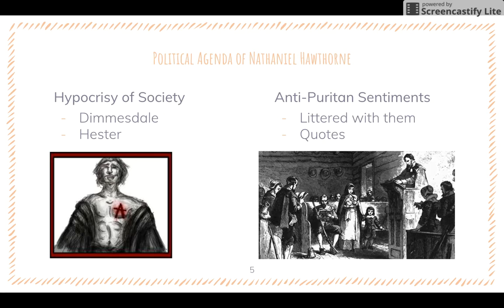The book is also littered with anti-Puritan sentiments. I have some quotes such as "stern and black-browed," "bitter persecutors," "dismal severity," and "the most intolerant brood that ever lived." So clearly, Nathaniel Hawthorne did not like Puritans and believed that in the 1800s, when he lived, society was much better than in the past when it was ruled by Puritans.